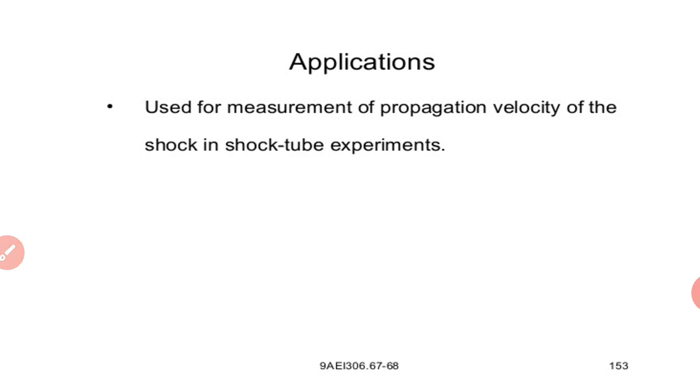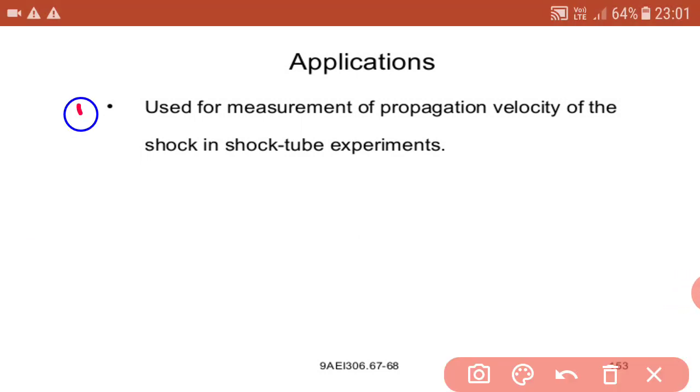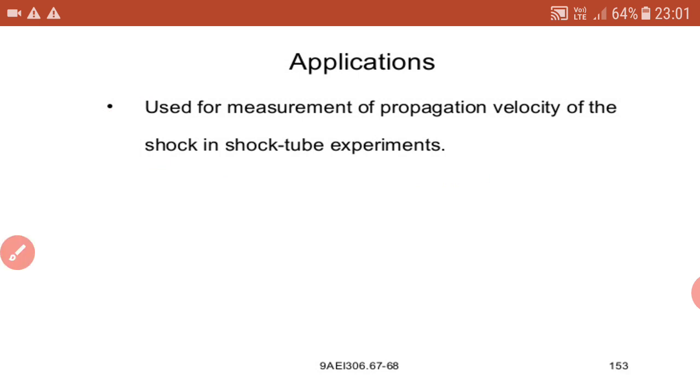Now, applications. It is used for measurement of propagation velocity of the shock in shock tube experiments. So this is the typical application of the hot wire.